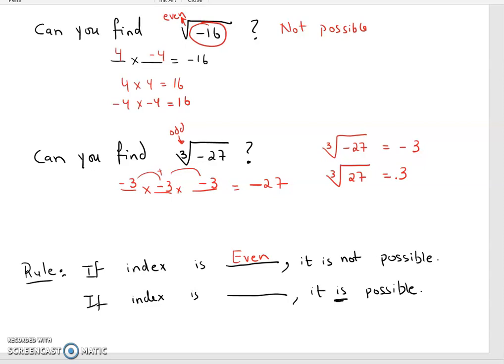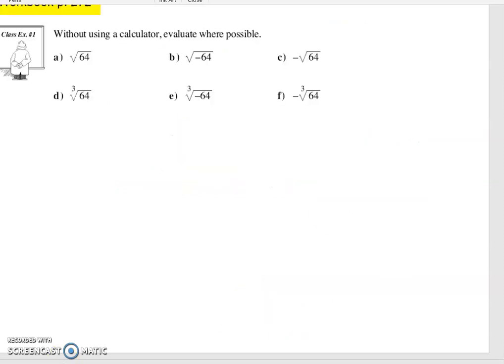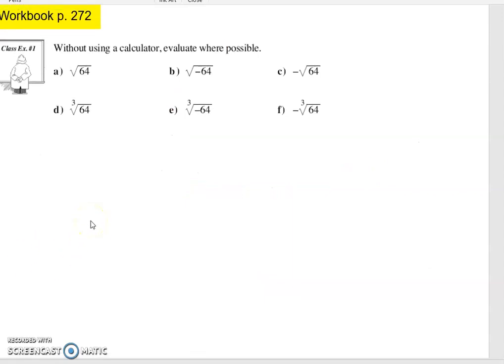It's only one answer. So the main idea we're trying to find out is that if the index is even, your radicand cannot be negative. And if your index is odd, then your radicand can be a negative or positive number. It doesn't matter. So here are some examples that we can take a look at in your book. This is on page 272. This is saying, without using a calculator, find out if it's possible to do this.